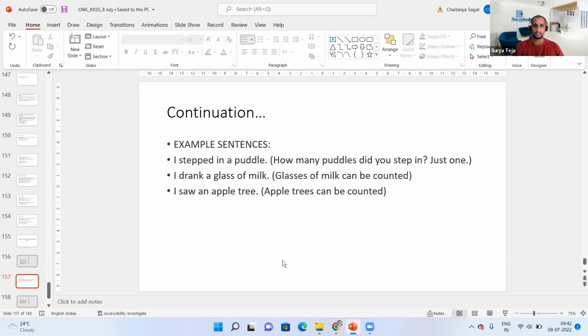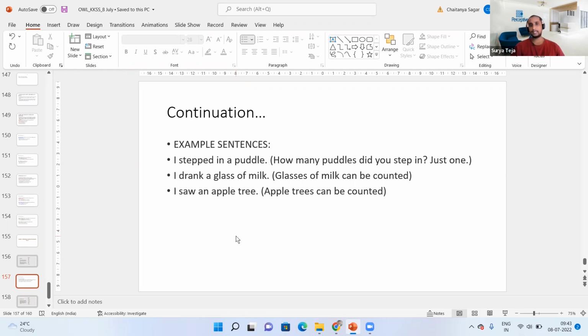And for some of the examples we would see here: I stepped in a puddle. You would ask how many puddles were there? You would say just one, or there were two, or I just stepped in the first one. So basically it is expressed in plural forms. And if you say, I drank a glass of milk, glasses can be counted: 1 glass, 2 glasses, 3 glasses.